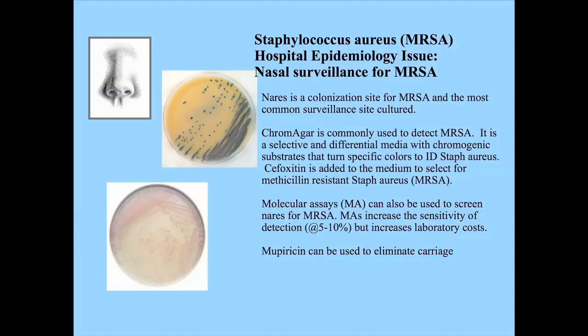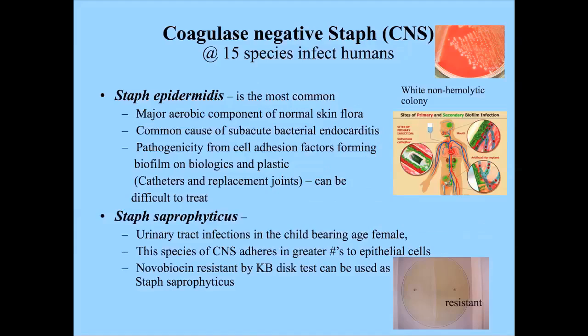On the next slide, we talk about the coagulase negative staph. We often see them as just normal skin contaminants or contaminants in culture, but some of them are quite capable of causing infection. Let's first talk about Staph epidermidis. It is the most common coag-negative staph that we see in the laboratory. It's the major component of the normal skin flora. It's a common cause of subacute bacterial endocarditis, however, usually from the mouth, from dental procedures.